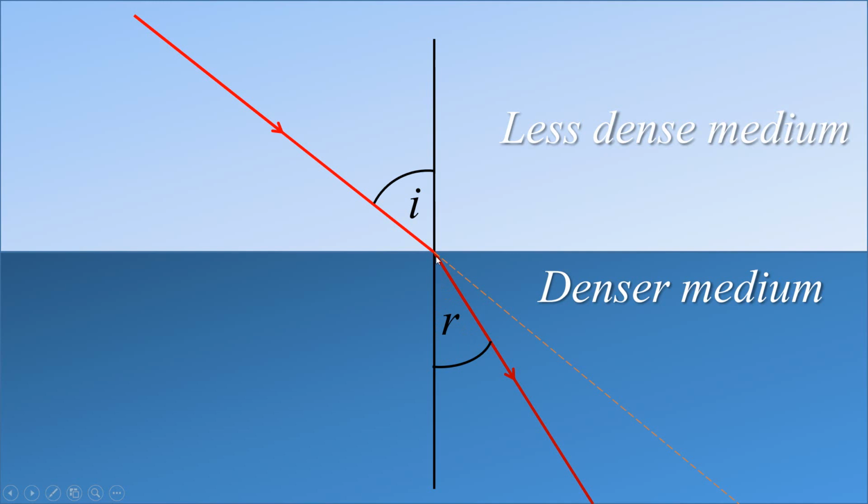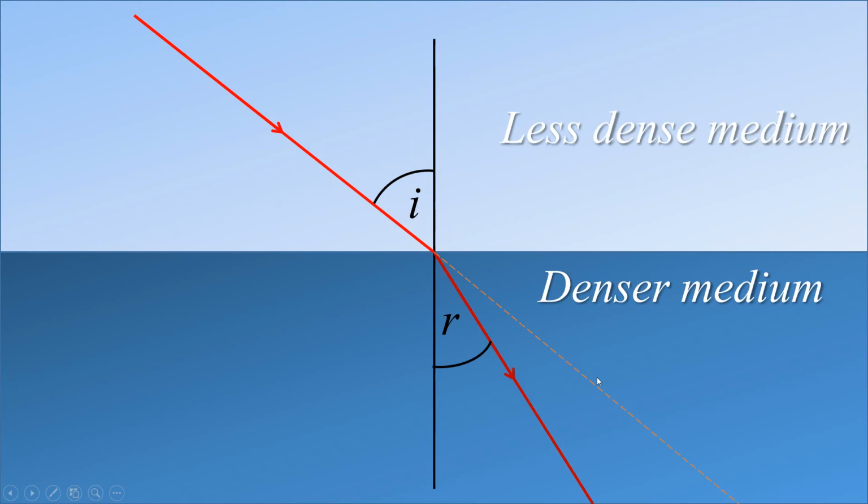The angle between the normal and the refracted ray is what we call the angle of refraction. If someone asks you to define the angle of refraction, honestly speaking, you shouldn't say they never taught us. It's very easy: the angle between the normal at the point of incidence and the refracted ray.